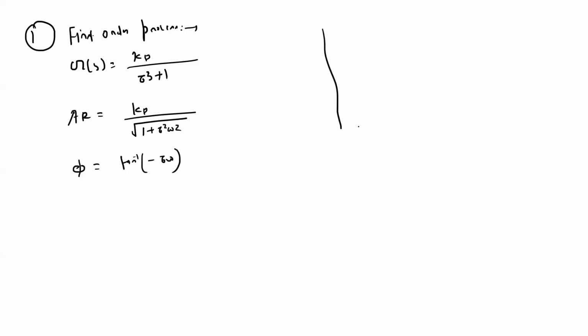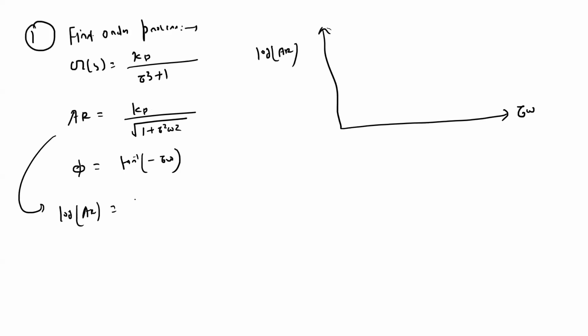So our aim is to plot, let's say, tau omega and log of the amplitude ratio. If I do the calculation of the amplitude ratio here, and I want to find log of amplitude ratio, that equals log of Kp minus 1 upon 2 log of 1 plus tau square omega square. Is it clear? Tell me.